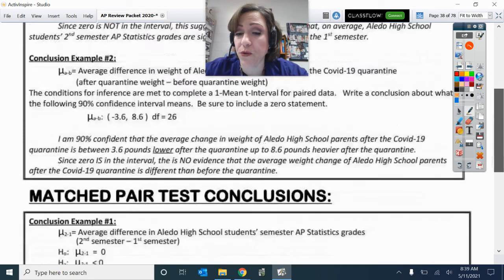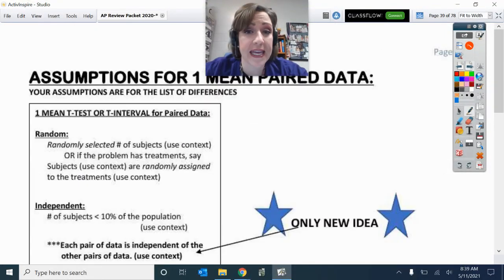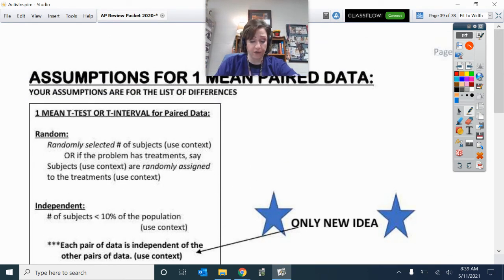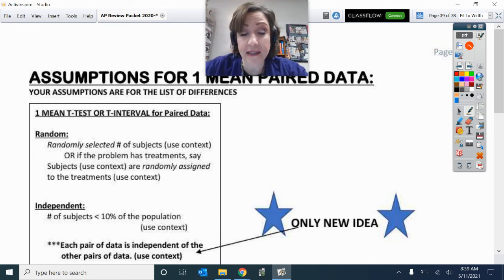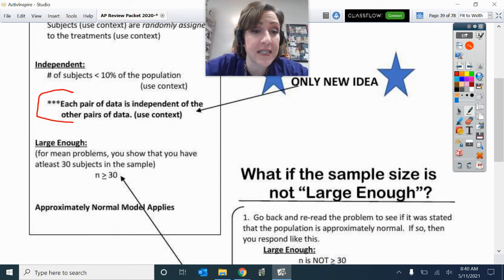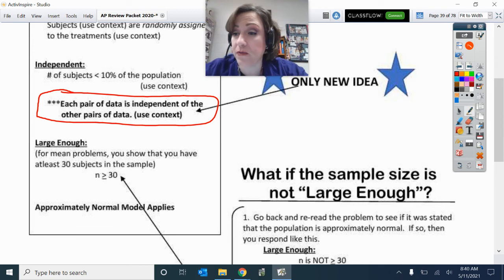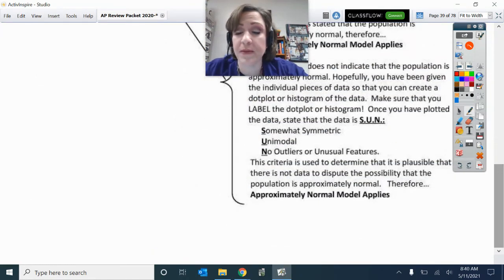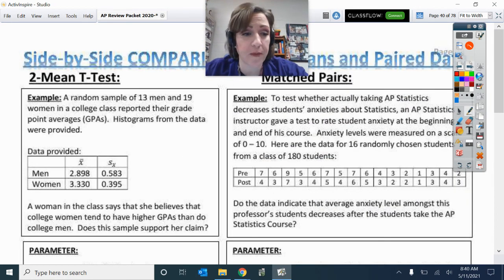You can also read through these conclusions and see the assumptions are for one set of data. That one set of data, which is those differences in list 3. All right. Each pair does need to be independent of the other pairs. So that's where that independent component comes in. And so there we go.